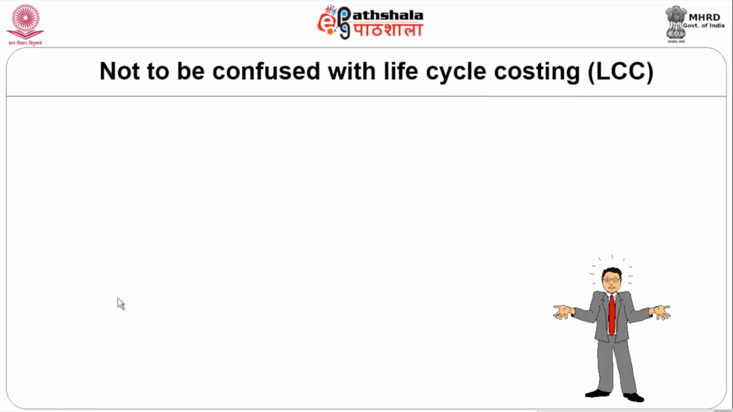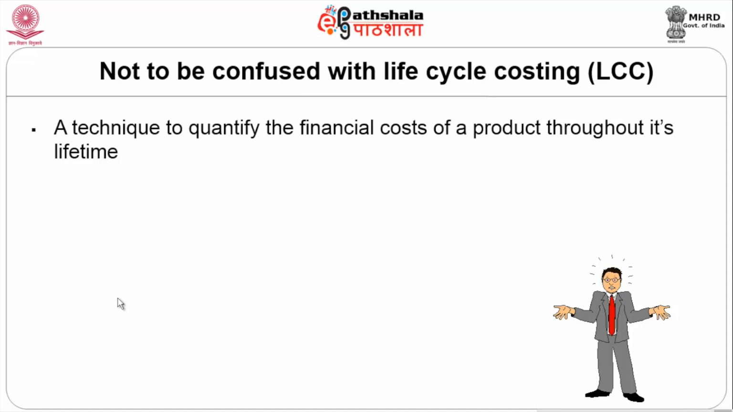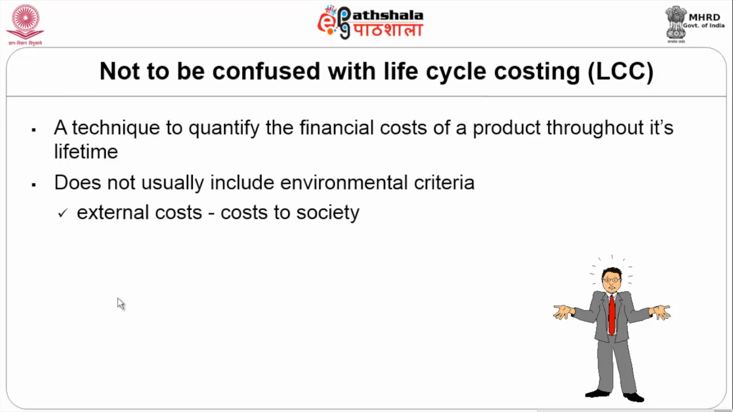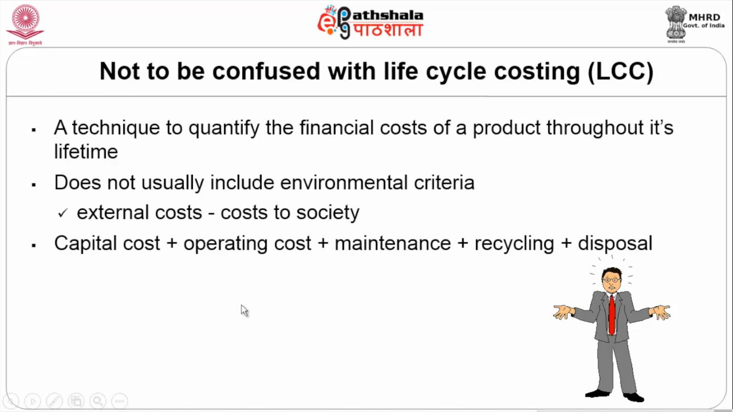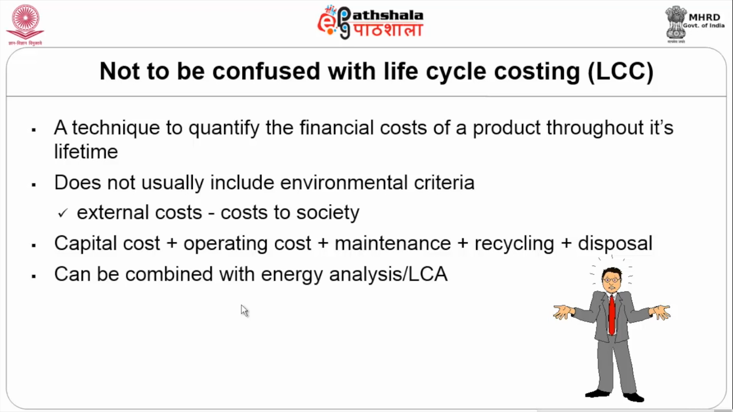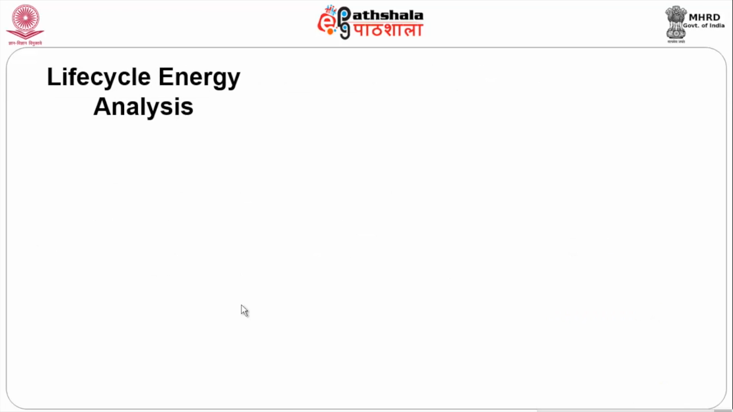So, not to be confused with life cycle costing. The financial cost of a building throughout its lifetime can be calculated, which does not include environmental criteria like external cost or cost to society, capitation cost of the material, operation cost of the material, maintaining this material, and how we recycle this material and dispose of it in a proper way. It can be combined only with the LCA, life cycle analysis, of the building materials. The embodied energy reduction can then be achieved to a greater extent.